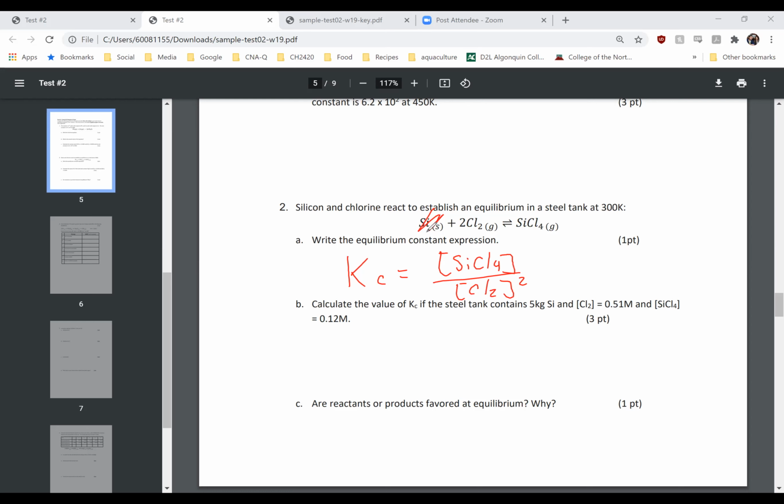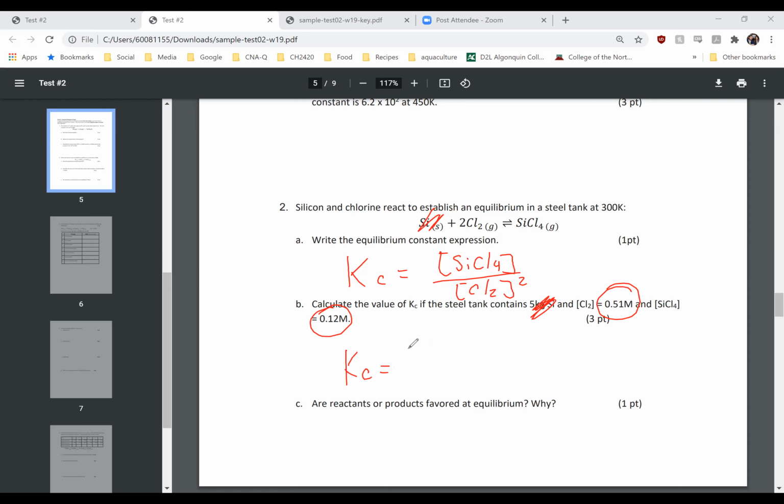This is a pretty good question, isn't it? Gee whiz, this is worth 4 marks. You guys, I think, are really good at this. It says calculate Kc if the steel tank contains 5 kilograms of Si. That's a distraction. We don't care about solids, but you'd put these numbers in your equation.